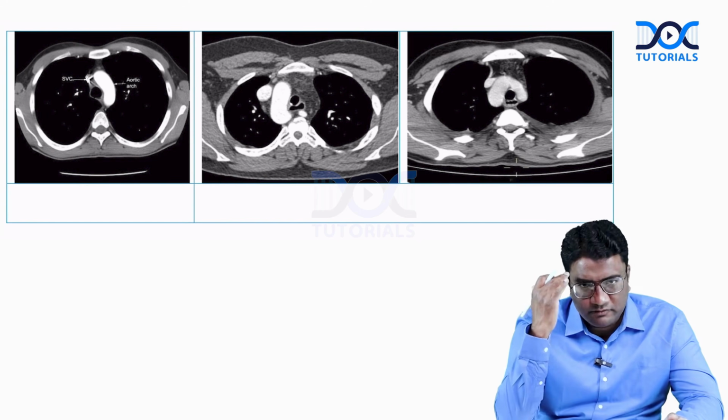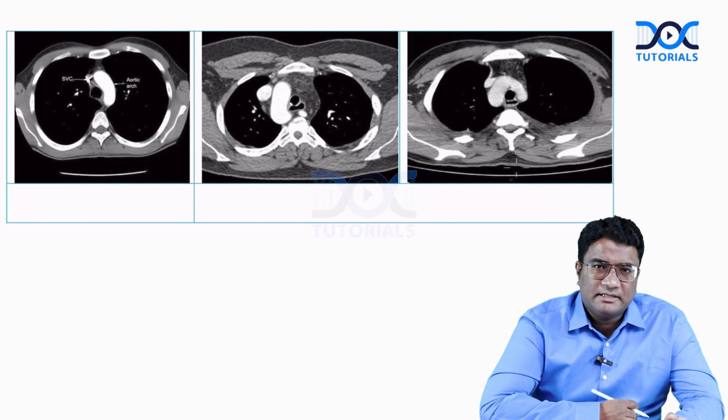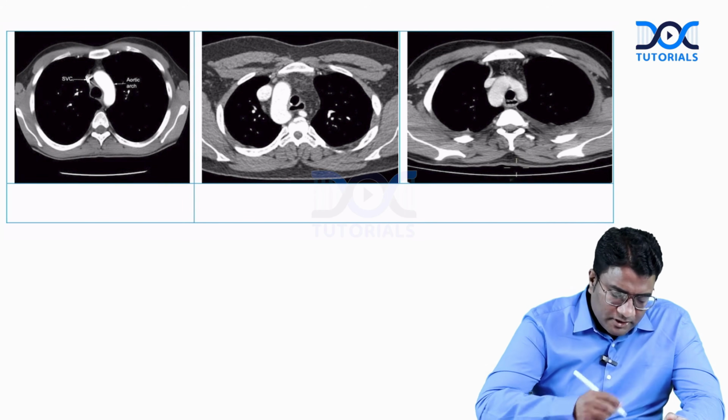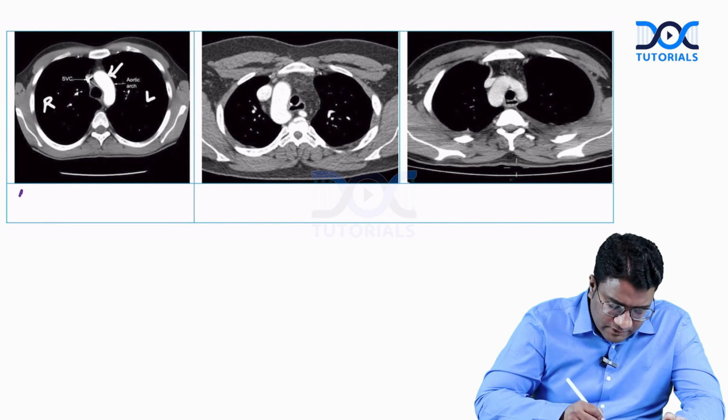So we finished the imaging of the brain. We are trying to understand the imaging of the neck vessels and the mediastinal structures. So in this image, you can see this is the right lung, this is the left lung, and here, this is the left-sided aortic arch.